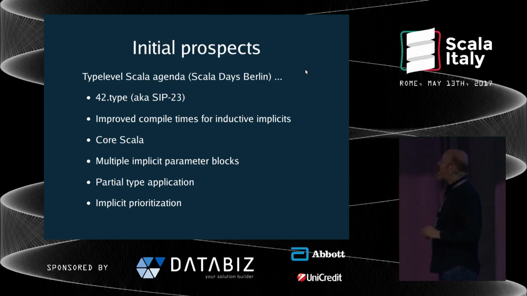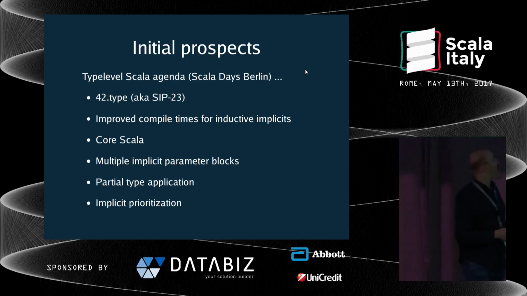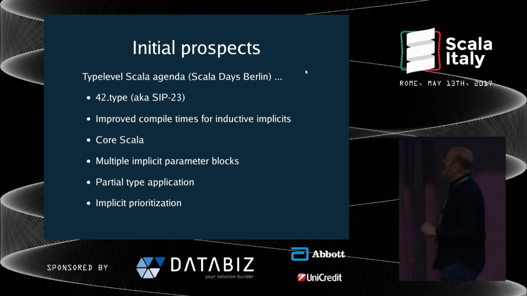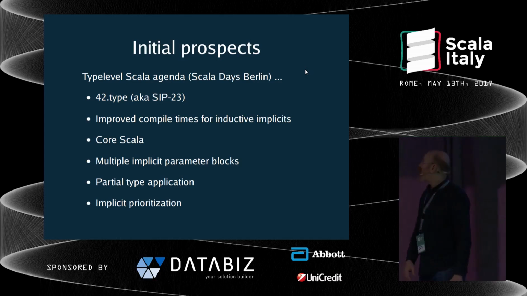So encouraged by this, last year at Scala Days Berlin, so I guess that's about a year ago now, I set an agenda for things that I wanted to try and take a look at between now and the end of 2016. So the top bullet, 42.type, that's something that had actually been done largely by George Leontiev and with some help from Adriaan Moors quite some time before, and was part of the original Typelevel Scala compiler fork. So one of the things I wanted to do was, well, let's revive it.